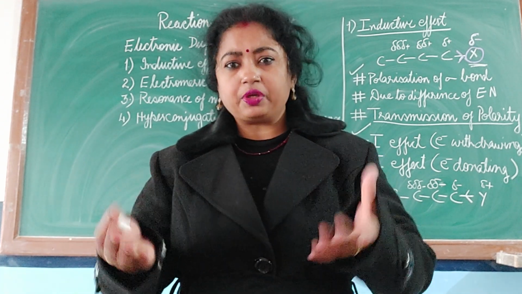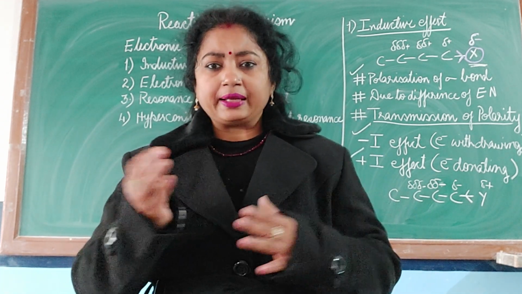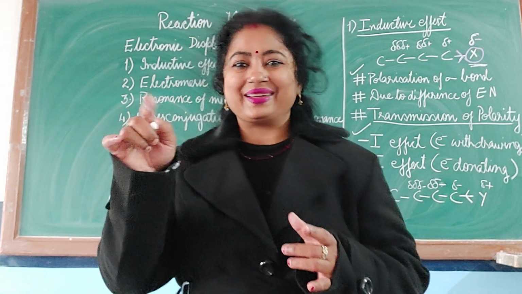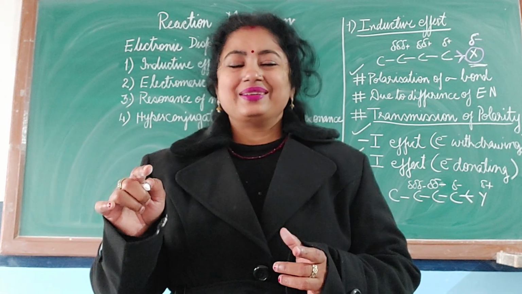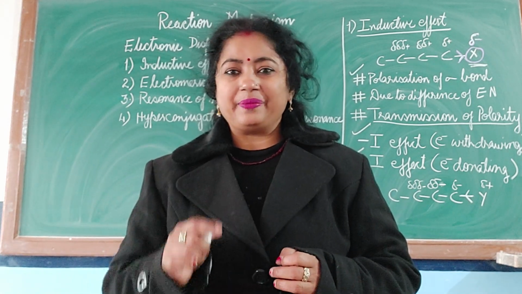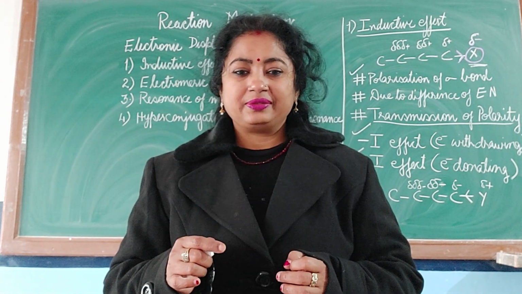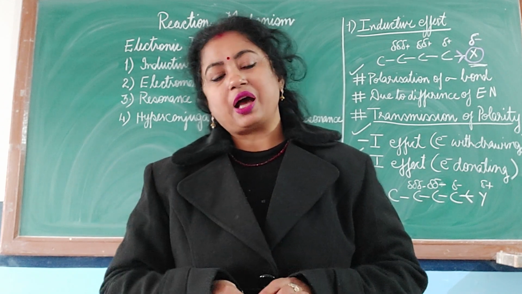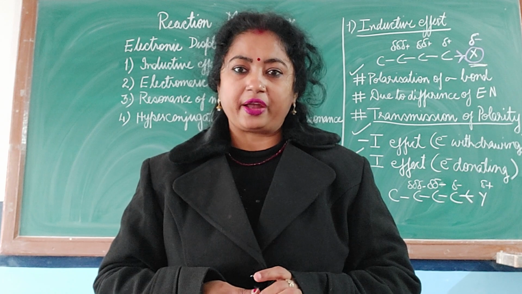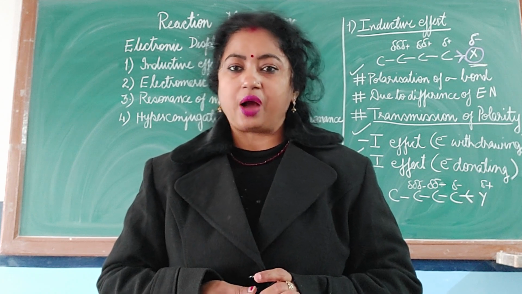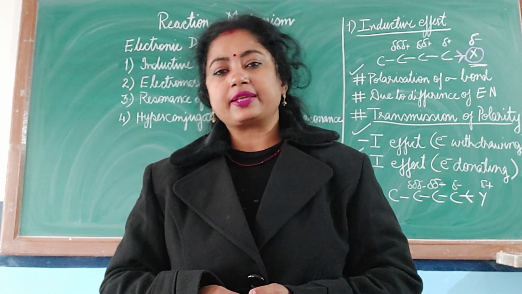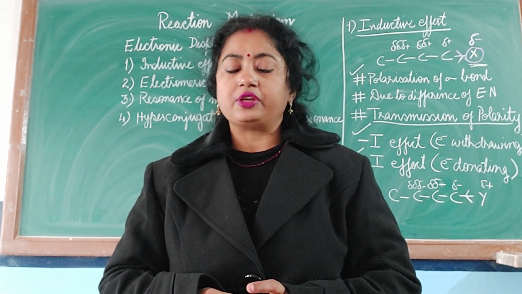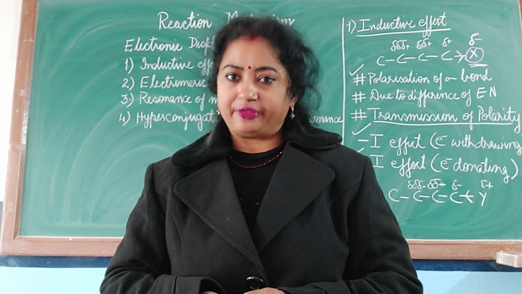So here you can put many groups. Minus Cl, minus Br, minus I, meaning bond Cl, bond Br, bond I, bond OH, bond COH group. These are all electron withdrawing groups, and when they are attached to a carbon chain, they give minus I effect, or you can say electron withdrawing inductive effect.